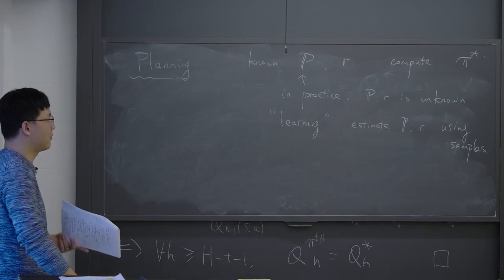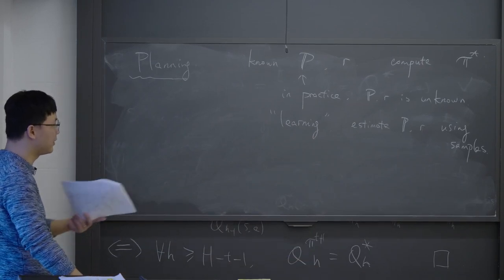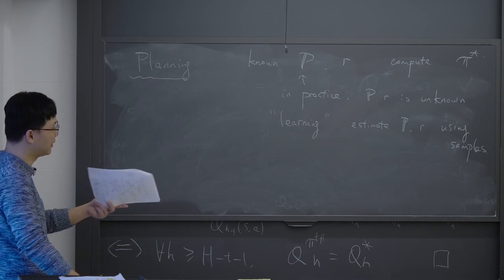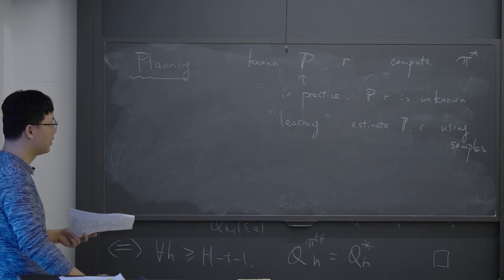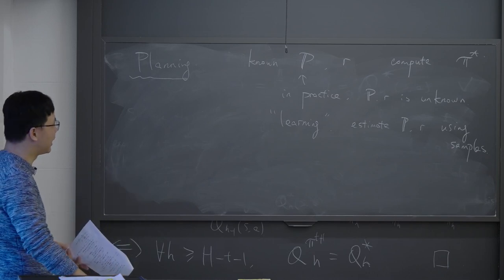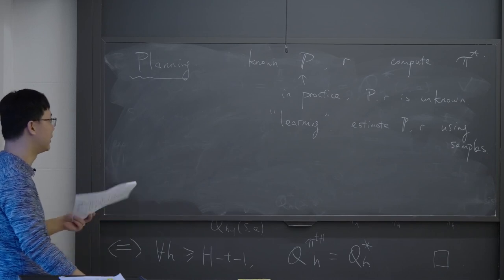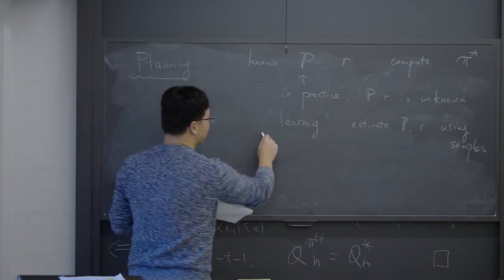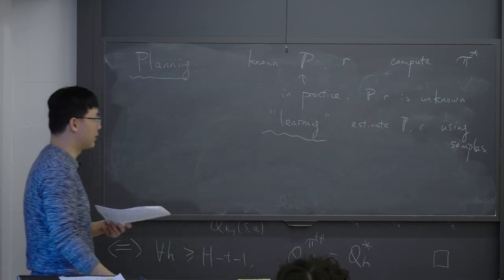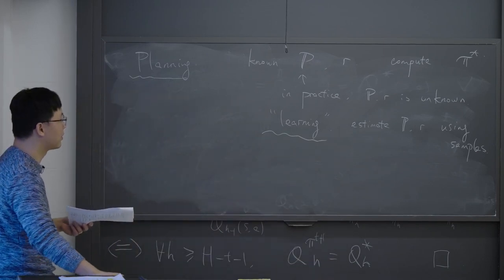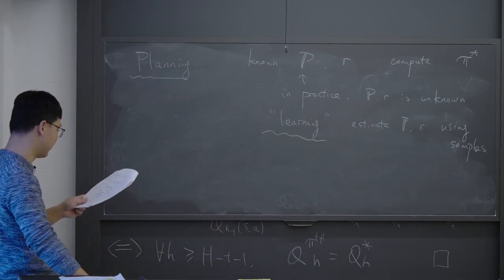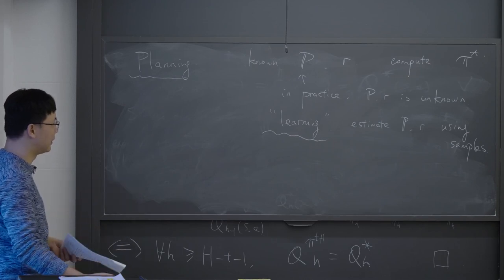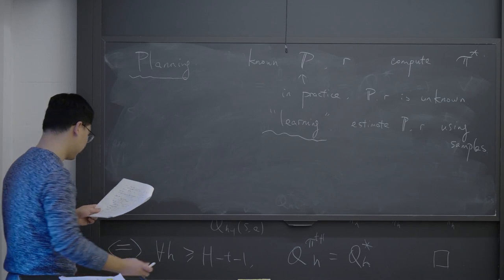That is, I don't know the transition probability, but by visiting this state multiple times and seeing what states it transitions to, then what the next state transitions to, we will essentially use some statistical tools to estimate the transition probability and the reward. So when we talk about this learning setting, we inevitably need to introduce some statistical tools, which will be the next topic that we're going to go over.